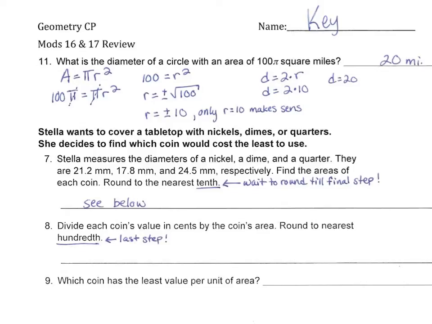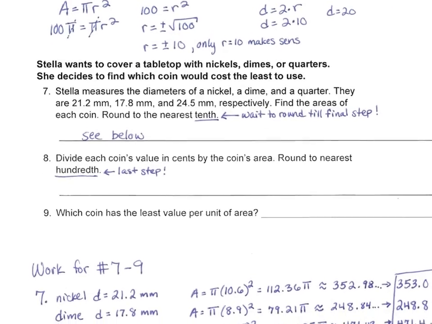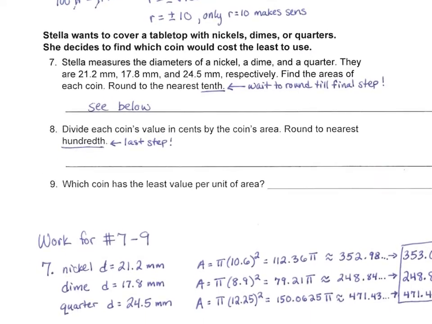Moving on, we have a word problem here for numbers 7, 8, and 9. We have a student named Stella who wants to cover a tabletop, a little art project, with nickels, dimes, or quarters. And she wants to make sure that she's using the one that is going to cost the least to use, but still cover the best amount of area for the cost. So they're going to walk us through this process in problems 7, 8, and 9.